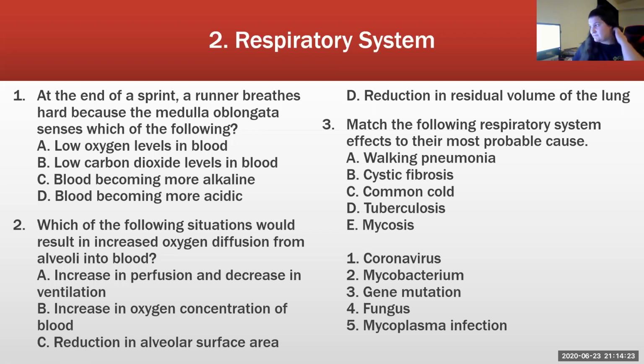D, tuberculosis matches with 2, mycobacterium. TB is caused by Mycobacterium tuberculosis, which causes lesions in the lung tissues. The bacteria wall themselves inside a cavity inside the lung to protect from immune attack. So that leaves E, mycosis, is fungi. Mycosis is a fungal disease. The prefix myco is used in relation to fungus and is applicable to a variety of types of fungi infecting a variety of tissues, including the lungs.